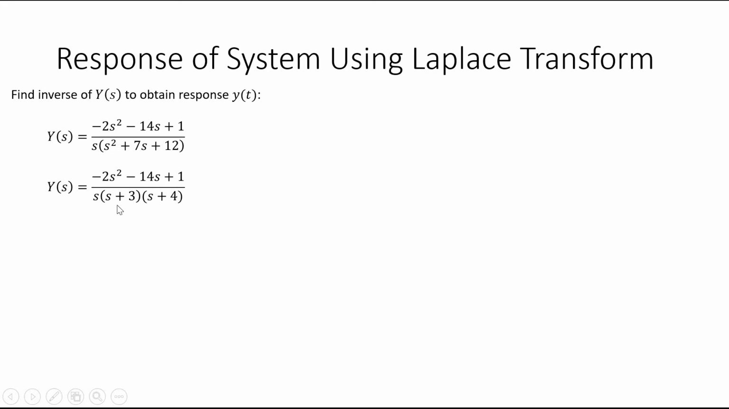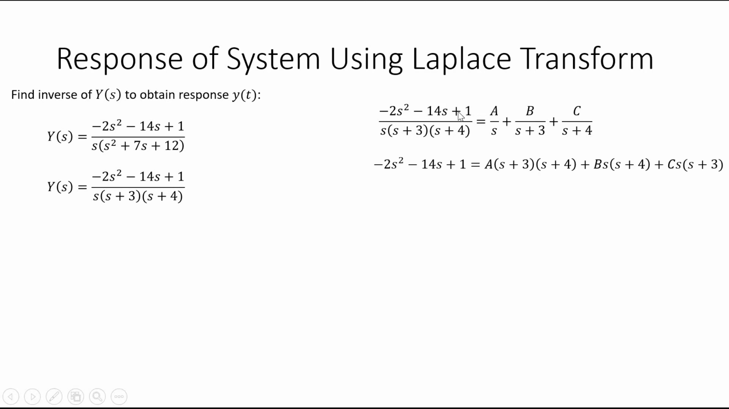Then we can take the partial fraction, so let this whole term equal to A by s plus B by s plus 3 plus C by s plus 4. Then minus 2s square minus 14s plus 1 equals A into s plus 3 into s plus 4 plus Bs into s plus 4 plus Cs into s plus 3. Then we can find A by putting s equal to 0, B by putting s equal to minus 3, C by putting s equal to minus 4. So we got A, B, C.